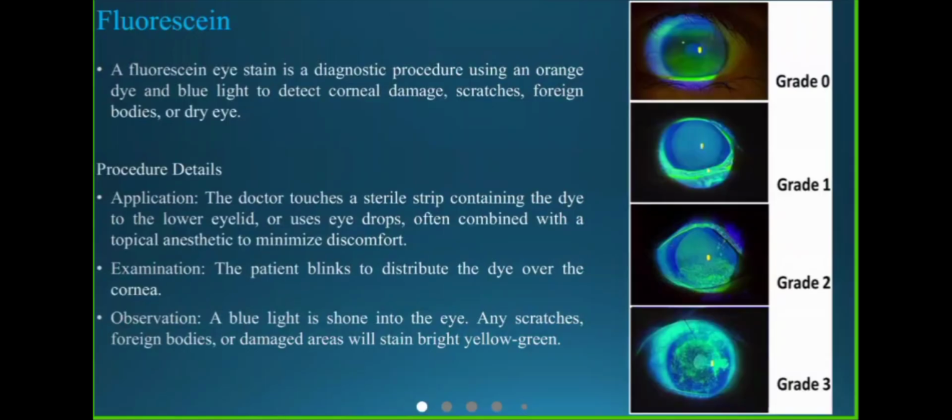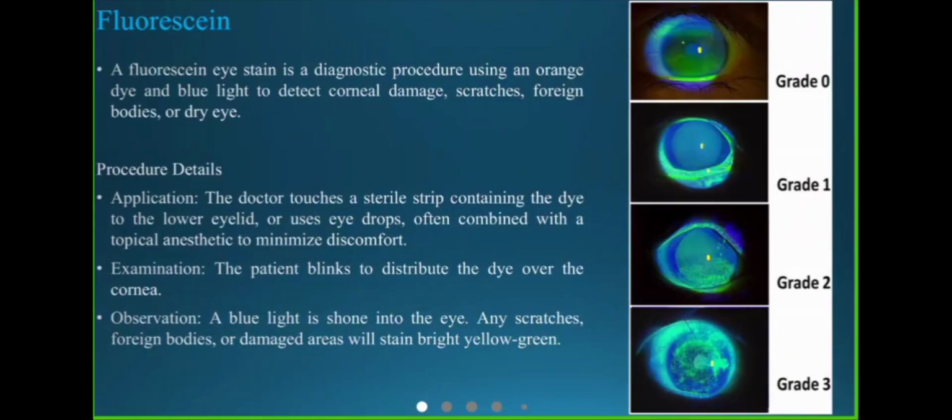So what is the procedure behind this? The doctor touches a sterile strip containing this dye to the lower eyelid, or uses the eye drop, often combined with a topical anesthetic to minimize the discomfort. Whenever this strip touches the eyelid, the patient blinks to distribute the dye over the cornea.